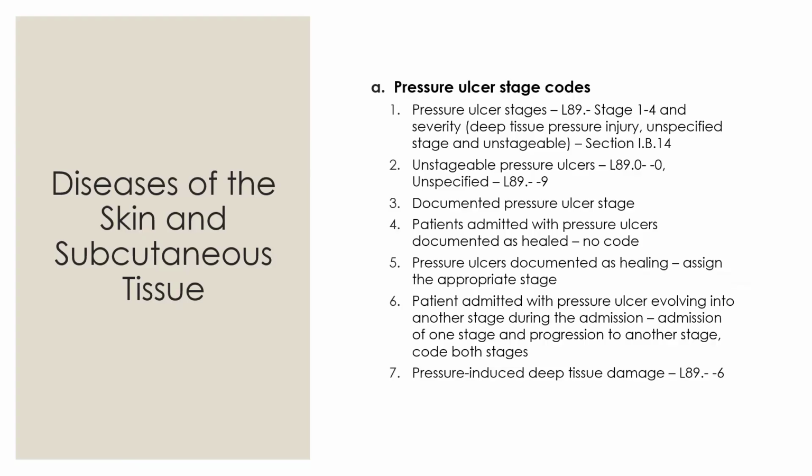Remember, there is a difference between unstageable and unspecified. Unstageable means that they cannot determine it at this time, and unspecified means that there is no documentation regarding the stage of the pressure ulcer. Now, with unspecified, your sixth digit will be 9. So it will be L89 dot, fourth digit, fifth digit, and then your sixth digit is going to be the number 9. If during an encounter the stage of an unstageable pressure ulcer is revealed after debridement, assign only the code for the stage revealed following the debridement.